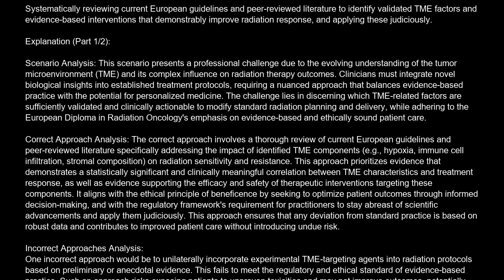This approach prioritizes evidence that demonstrates a statistically significant and clinically meaningful correlation between TME characteristics and treatment response, as well as evidence supporting the efficacy and safety of therapeutic interventions targeting these components. It aligns with the ethical principle of beneficence by seeking to optimize patient outcomes through informed decision-making, and with the regulatory framework's requirement for practitioners to stay abreast of scientific advancements and apply them judiciously. This approach ensures that any deviation from standard practice is based on robust data and contributes to improved patient care without introducing undue risk. Incorrect approaches analysis.